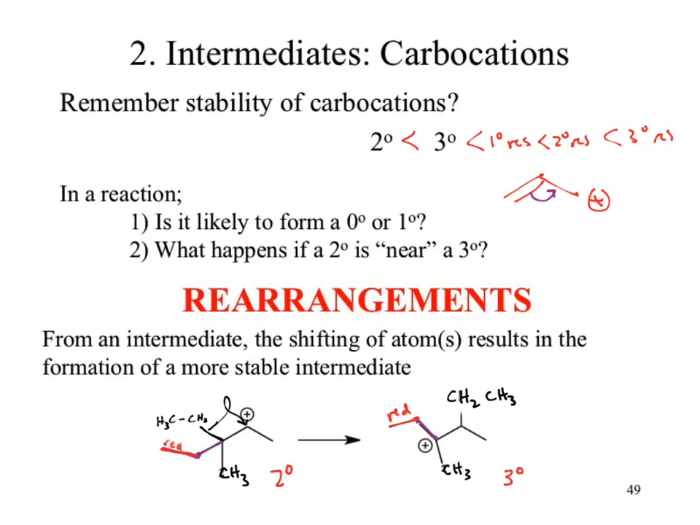As long as I generate a more stable carbocation, it's fair game. I'm allowed to do it. That shift may be tertiary. It may be primary with resonance. It may be secondary with resonance. You have to be considering the order of stability for our carbocations for each of those shifts. Kind of make sense?